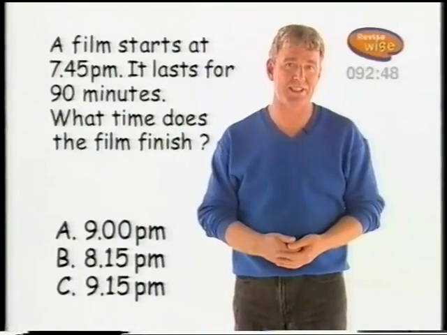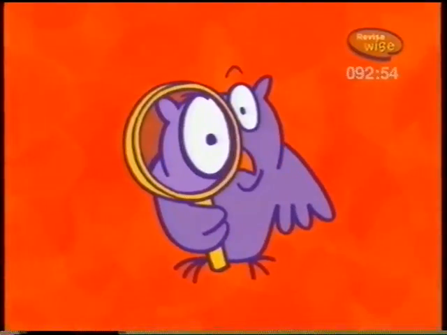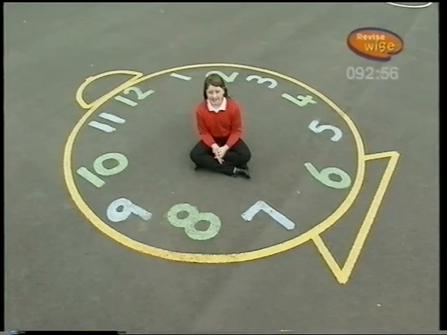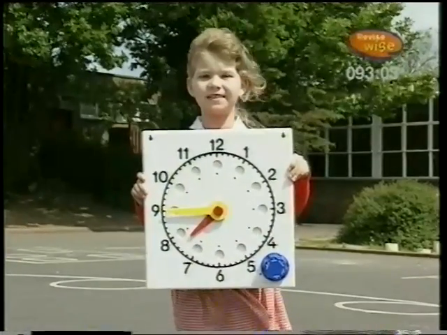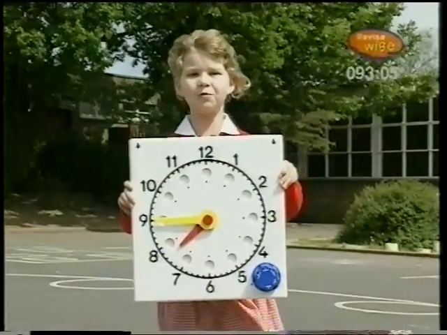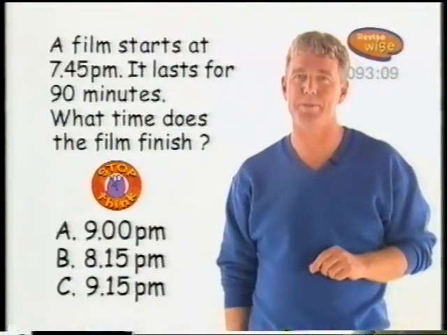Don't worry if you're a bit stuck. Here's the maths team with some tips. There are 60 minutes in an hour, so there are 90 minutes in an hour and a half. So add an hour and a half to 7:45 to find out what time the film finishes. What's your answer now?